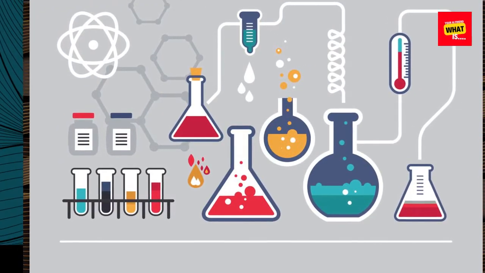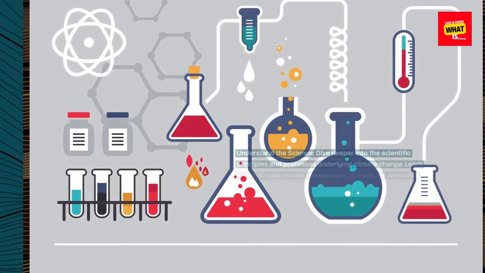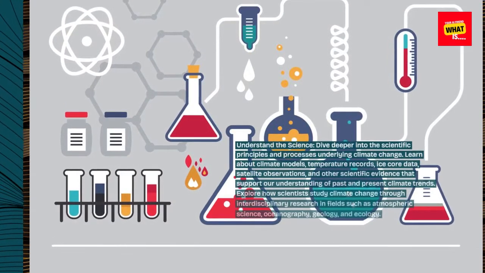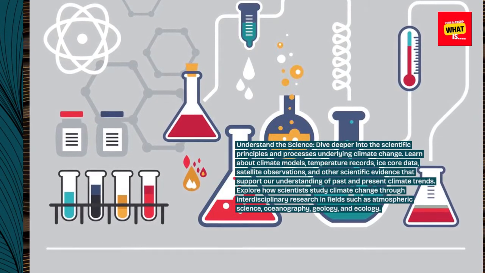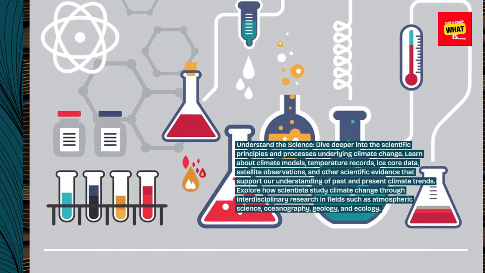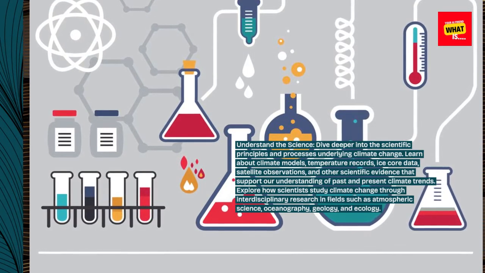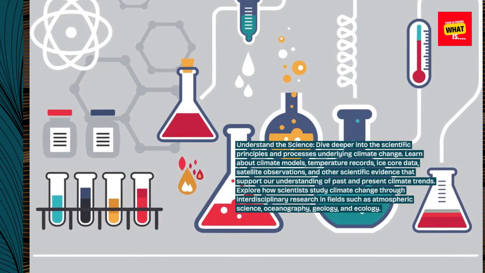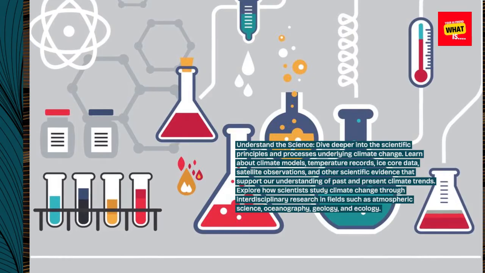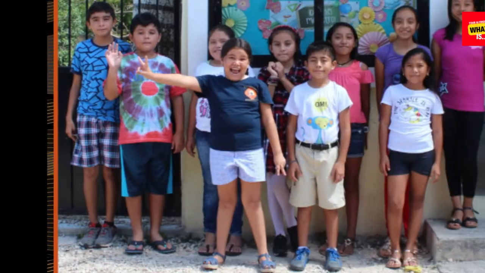Understand the science. Dive deeper into the scientific principles and processes underlying climate change. Learn about climate models, temperature records, ice core data, satellite observations, and other scientific evidence that support our understanding of past and present climate trends. Explore how scientists study climate change through interdisciplinary research in fields such as atmospheric science, oceanography, geology, and ecology.